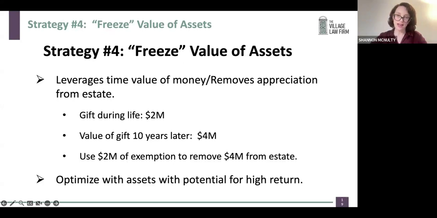The quicker that asset appreciates, the more that asset appreciates, the more effective this strategy is. And this is often used by startup founders or people who have stock in smaller companies, because you can get assets out of that stock out of your estate for very little amount of exemption utilization. So sometimes that stock is worth very, very little, and then it could end up being worth millions and millions of dollars later on. So this can be very, very effective with respect to assets that have the potential for a really high return.